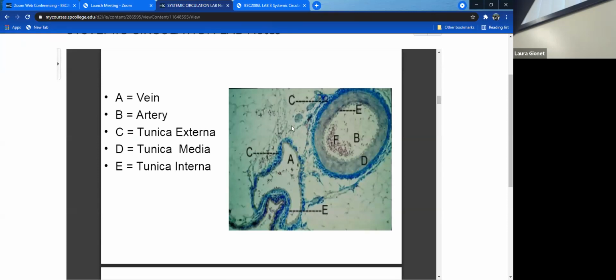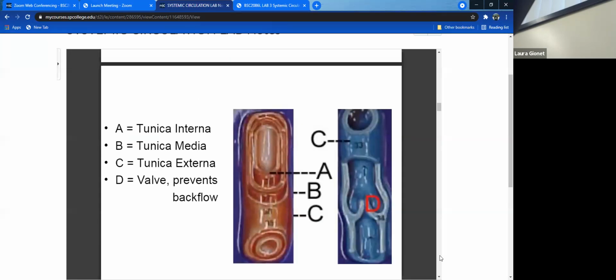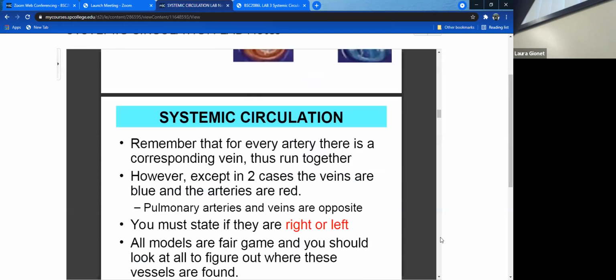Here's another that actually identifies A, B, C, and D, the different layers of the tunics. These are very good images to study from, not just the ones on the course page. I use these as well. Here is a blow up of that first cookie sheet model that we looked at, and I said there was a better picture along the way. This shows you the internal, medial, and external layers of an artery in red and a vein to the right. We don't generally point to those 3 different layers, but you could. And the valve in red, D in the center, is unique to veins.